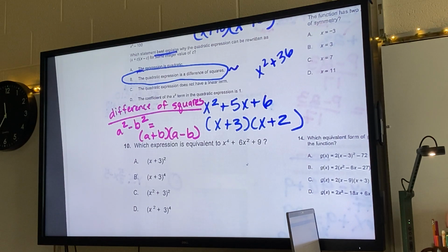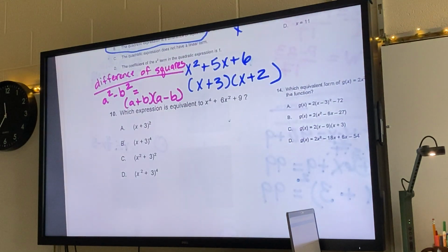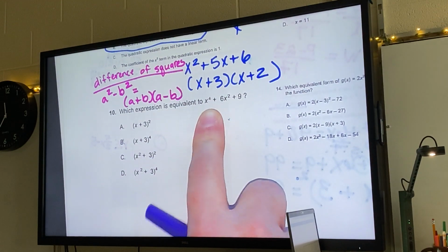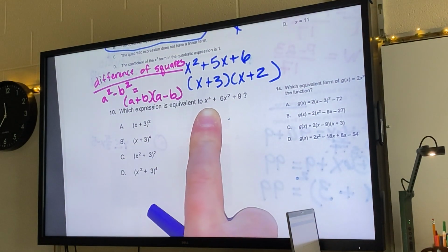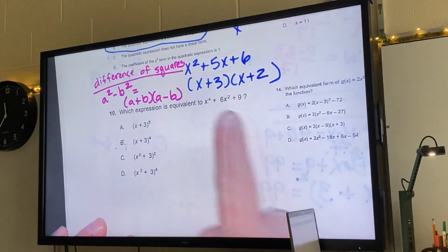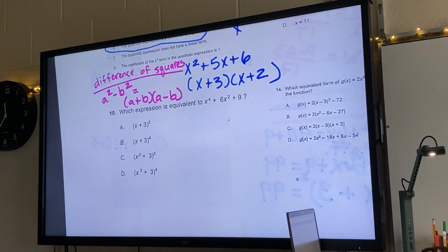We're going to narrow it down, and then we're going to go on Desmos, and I'm going to show you something. So number 10 basically wants us to factor. Now, this is raised to the 4th power, so it's called quartic. So look at these answer choices. 2 of these answer choices would not give you an x to the 4th power. They would give you x to a different power. Which 2 answer choices would not give you x to the 4th power?